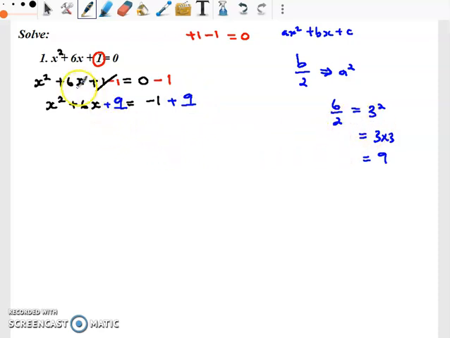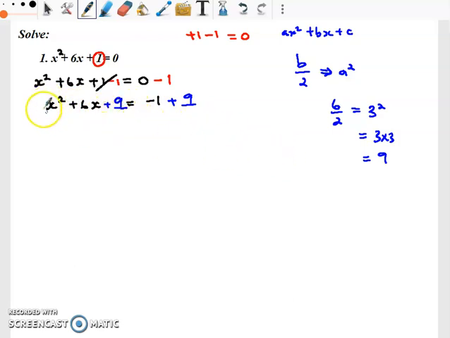Whenever you carry out this procedure and add back the number, you form what is called a perfect square trinomial. If you don't know how to factorize this part, please go to my previous factorization videos on quadratic functions. But x squared plus 6x plus 9.